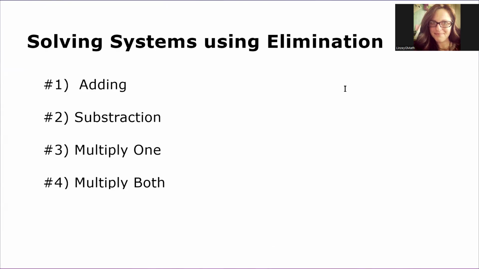Welcome to our session on solving systems using elimination. We're going to take a look at 4 examples of solving linear systems. First, by adding the 2 equations together to eliminate a variable. Number 2, subtract to eliminate a variable. Number 3, we'll have to multiply one of the equations before we add or subtract to eliminate a variable. And number 4, we'll have to multiply both equations in order to add or subtract to eliminate a variable.